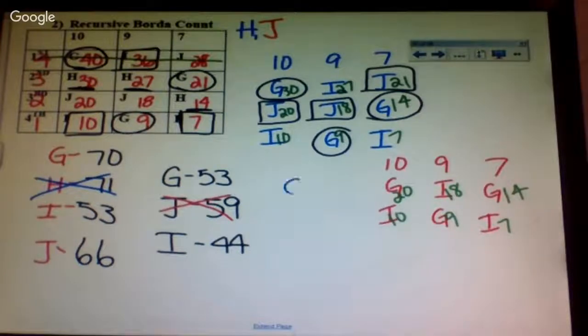So my last count up then, G has a total of 43, and I has a total of 35. So who's my next winner? G. G, and then finally I.